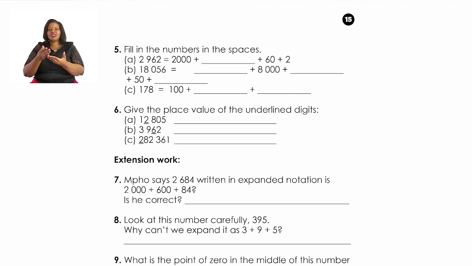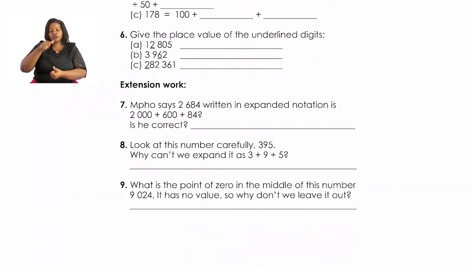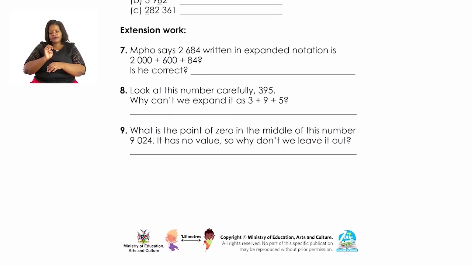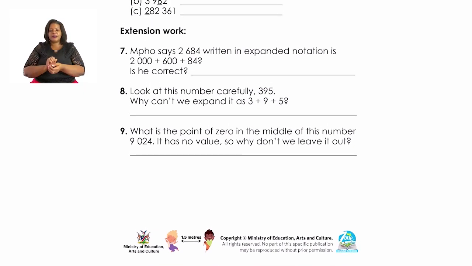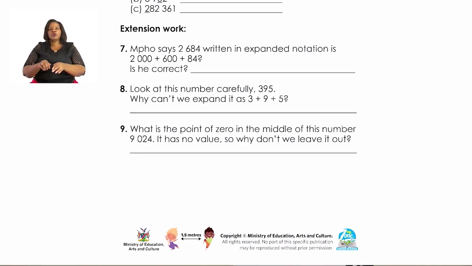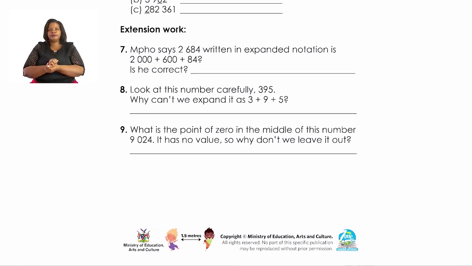Number 6 is for you to give the place value of the underlined digit. A to C, you can see in A, 2 is underlined. In B, we have 6, and in C, we have 2. So remember, put your place values with a pencil for you to know exactly which place is 2, 6, and 2. You can also do that, it's very easy. And the extended work is for you to practice more and more.